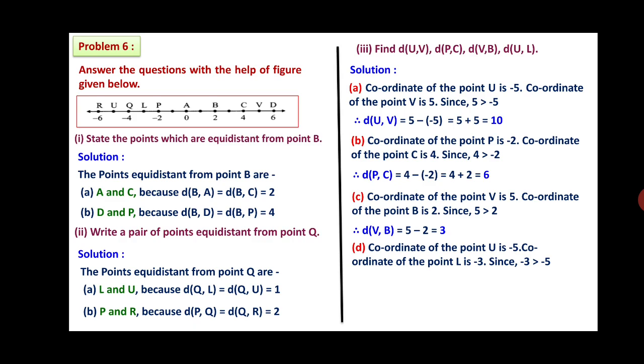And the last one, the coordinates of point U is minus 5 and the coordinates of the point L is minus 3. Here minus 3 is greater than minus 5. Therefore, distance between U and L will be minus 3 minus of minus 5. Minus 3 plus 5, that will be 2.